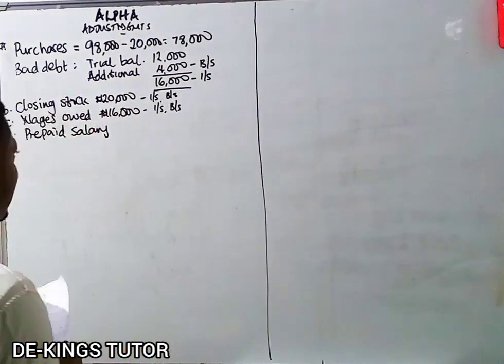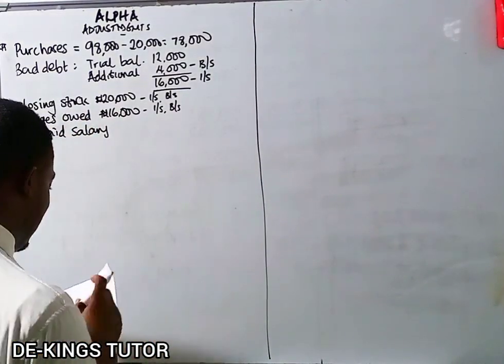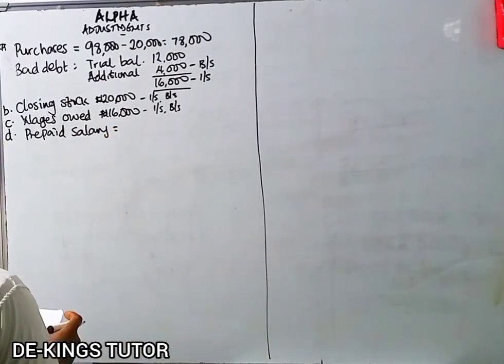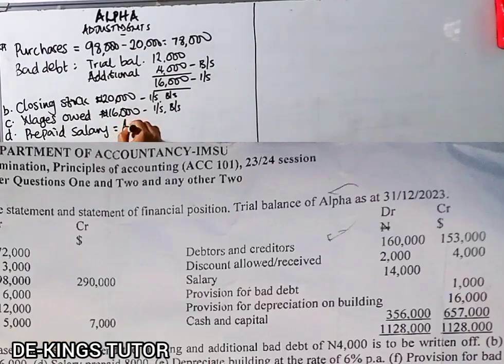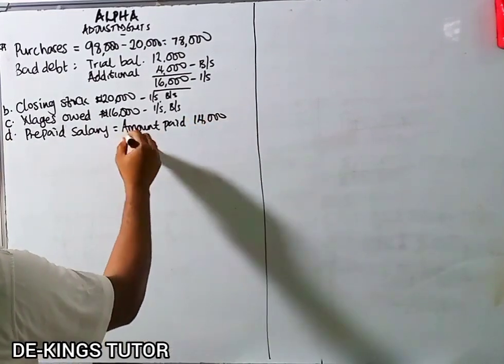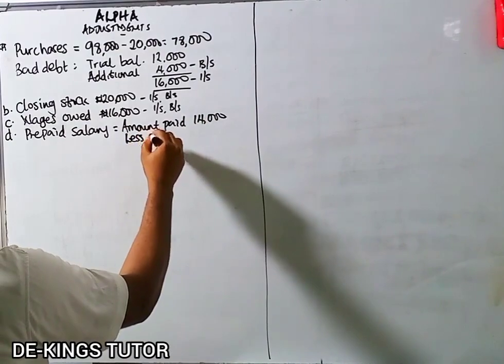So prepaid salary is salary that was paid in advance. Let's see in the trial balance how much was paid. In the trial balance, we have 14,000 there. Now this prepaid salary, the one they say they prepaid, should be less.